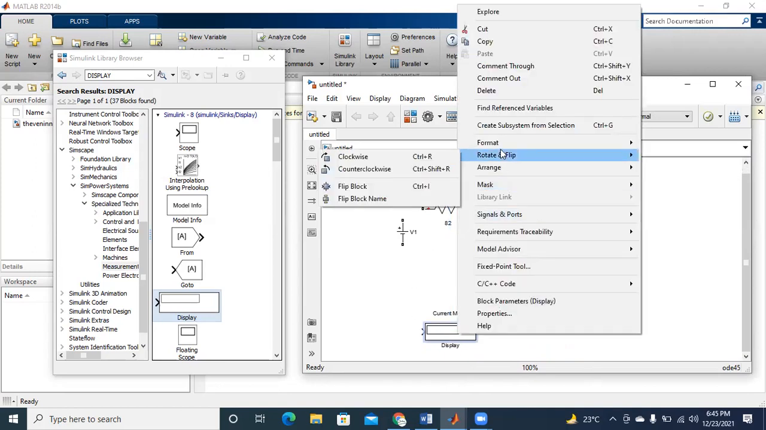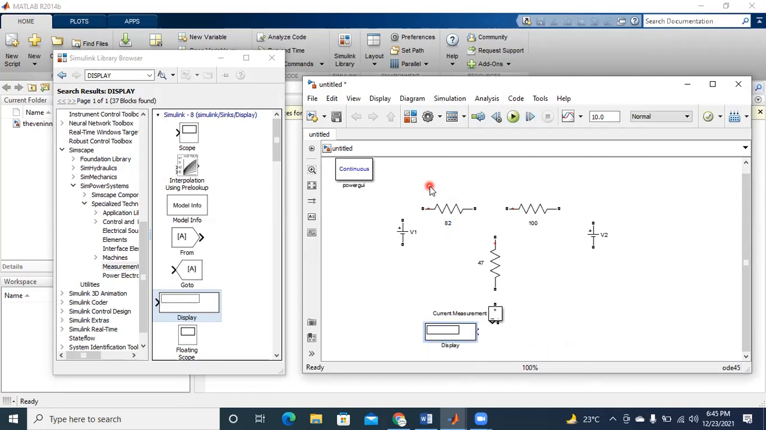Here also I'm going to flip the element, because otherwise the measurement block unit is not going to display. For current measurement, I just place it. So this is my circuit. I'm going to connect this.